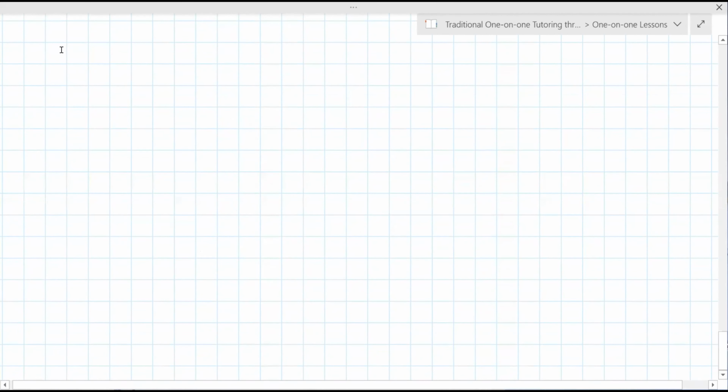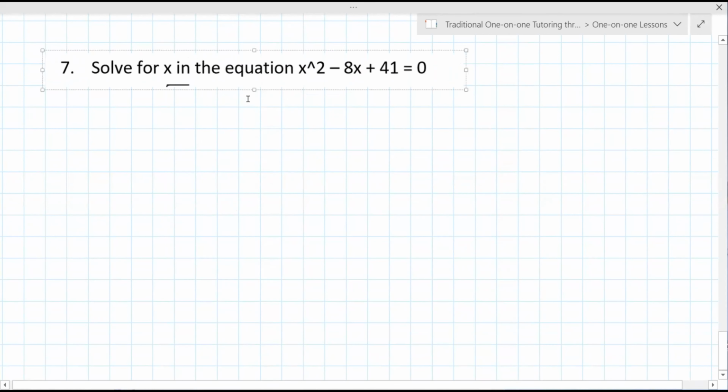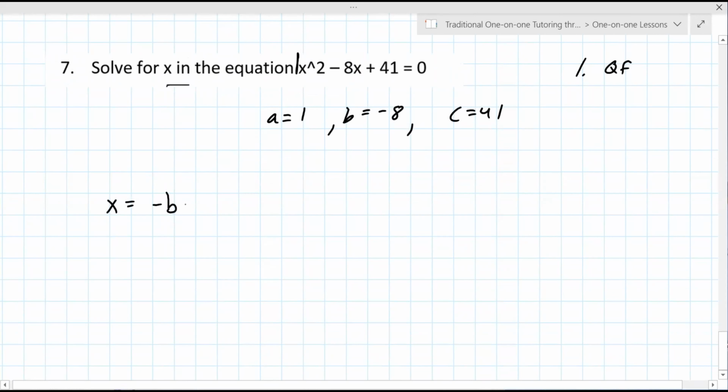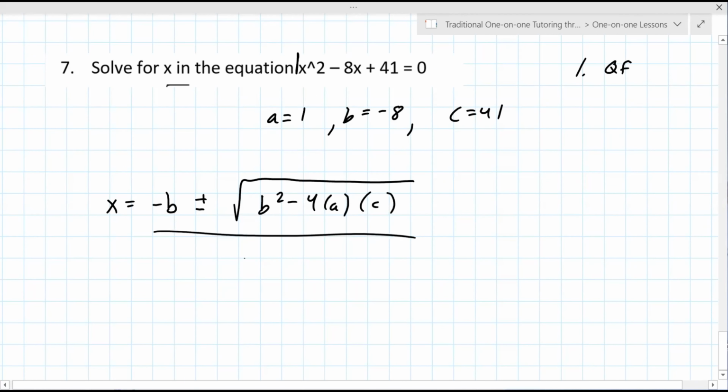Number seven. So this is a pure quadratic formula problem. Normally when you solve quadratics, you might factor, graph, or complete the square, but this one is quadratic formula. This is A equals 1, that's the number in front of x squared, B equals minus 8, and C equals 41. So x equals the opposite of B plus or minus the square root of B squared minus 4 times A times C, all over 2A.